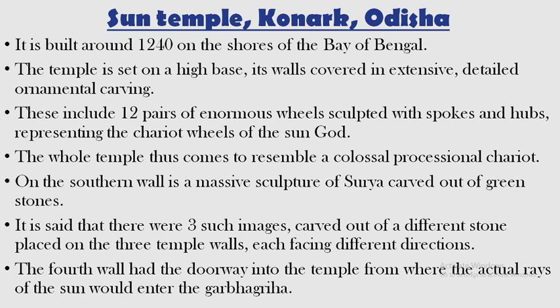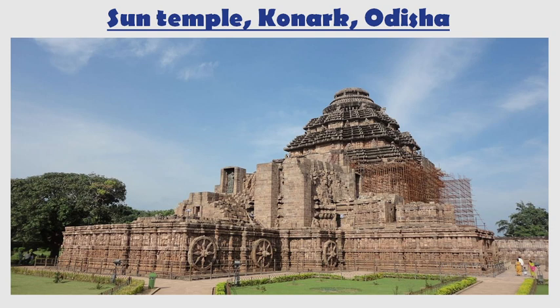On the southern wall is a massive sculpture of Surya carved out of green stones. It is said that there were three such images carved out of a different stone placed on the three temple walls, each facing different directions. The fourth wall is the doorway into the temple, from where the actual rays of the sun enter the Garbhagriha. So this is the Sun Temple of Konark, very famous in Odisha.